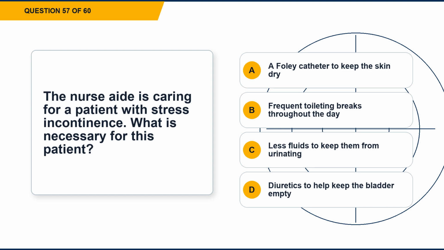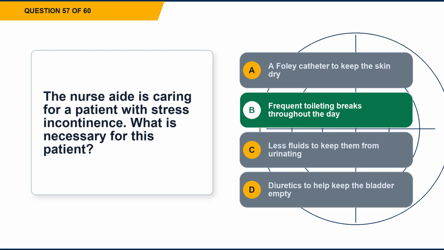Question 57. The nurse aide is caring for a patient with stress incontinence. What is necessary for this patient? Option A, a Foley catheter to keep the skin dry. Option B, frequent toileting breaks throughout the day. Option C, less fluids to keep them from urinating. Option D, diuretics to help keep the bladder empty. The correct answer is option B, frequent toileting breaks throughout the day.